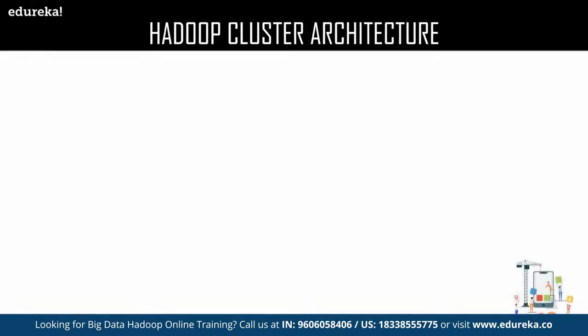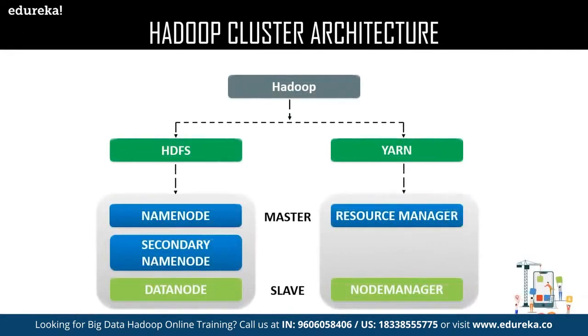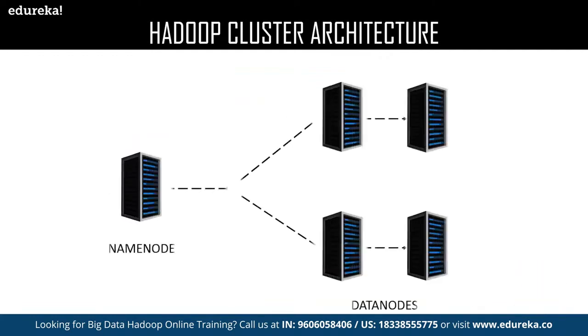The architecture of Hadoop consists of the following components: HDFS and YARN. Let us now begin with HDFS. HDFS consists of the following components: the name node, secondary name node, and data node. Let us discuss each one of them in detail.